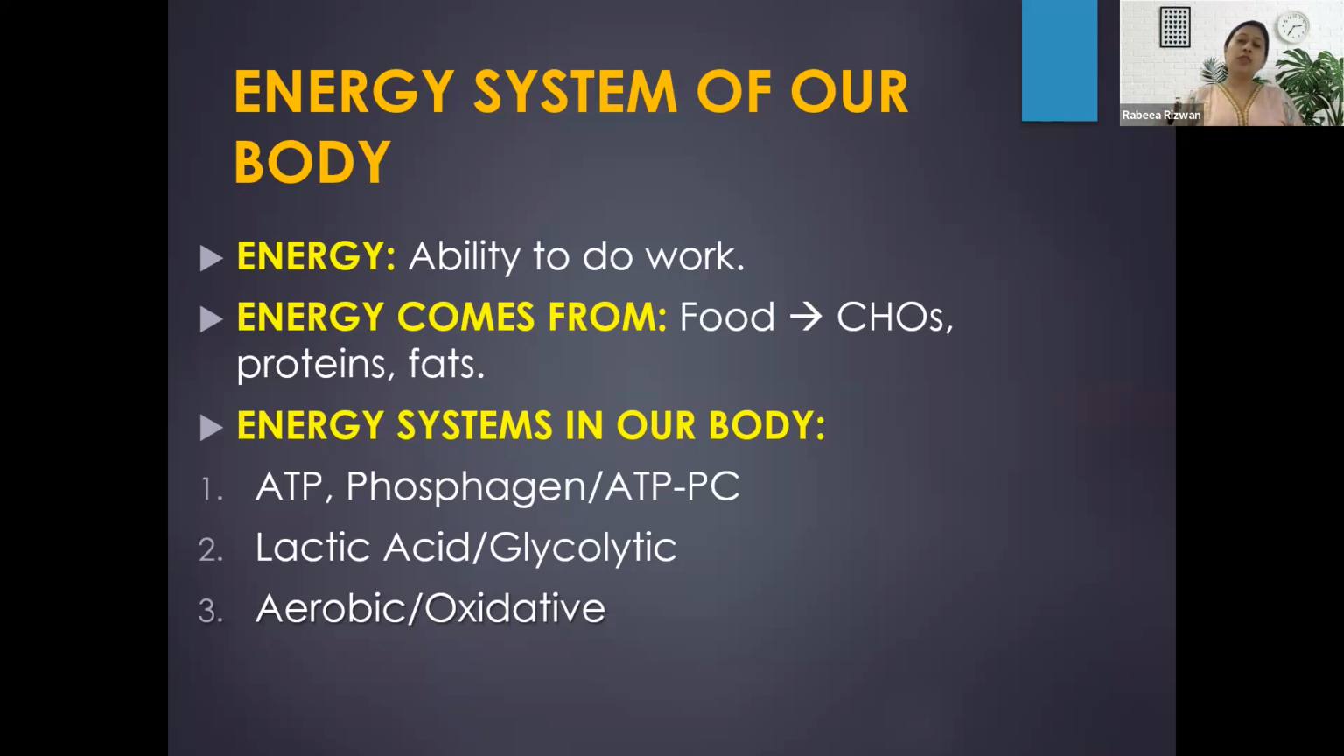And the energy that is provided to do work is produced in three forms in our body. Number one, the primary source is ATP, which stands for adenosine triphosphate, or we can call it the ATP-PC system. Then the other is the lactic acid system, that is the glycolytic pathway. And the other is the aerobic oxidative pathway, which provides energy in the presence of oxygen for the long term.